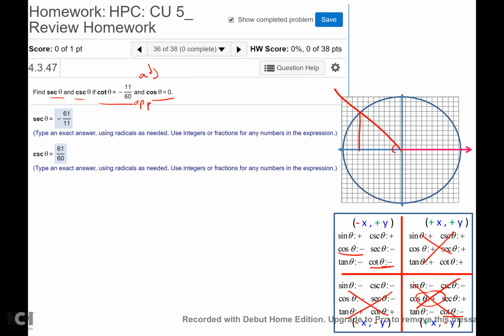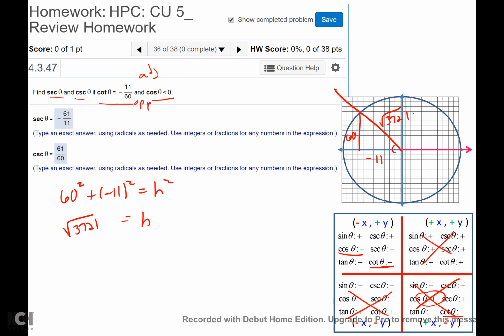So adjacent to me is negative 11, and opposite of me is positive 60. This one has to be negative because it's going left. This one has to be positive because it's going up. So if I find the hypotenuse, I have 60 squared plus negative 11 squared equals hypotenuse squared. 60 squared plus 121. So the hypotenuse would be the square root of 3721.